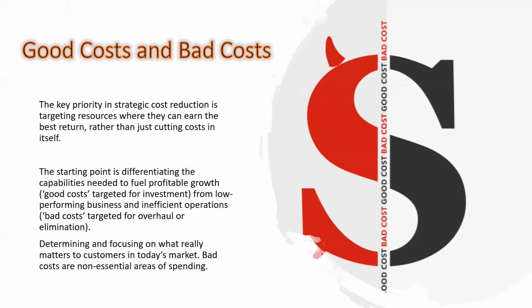So the key priority in strategic cost reduction is targeting resources where they can earn the best return, rather than just cutting the cost, which we discussed in our first slide: how we can get the best out of your cost. I'll give you one example in this world. I don't want to name the airlines, but maybe Virgin Airline, maybe Jet Airways, maybe Emirates Airline in UAE. When it came to the pandemic, they fired the staff. 30%, 50%. They started with 60%, then 50%, and 30%.